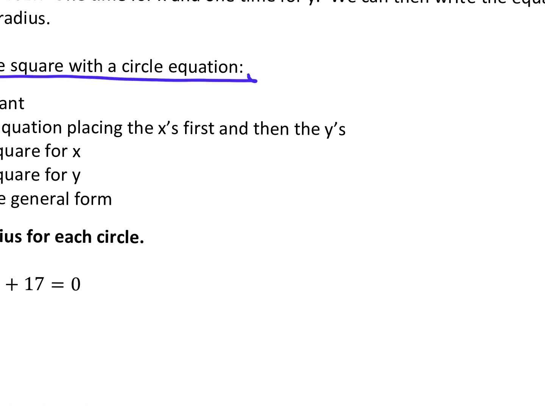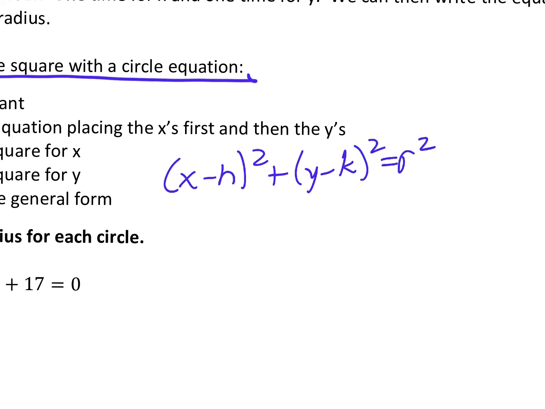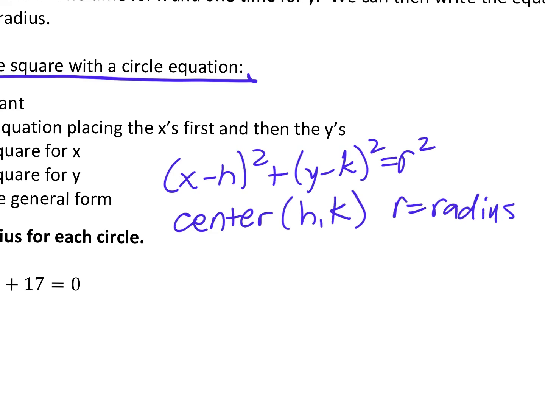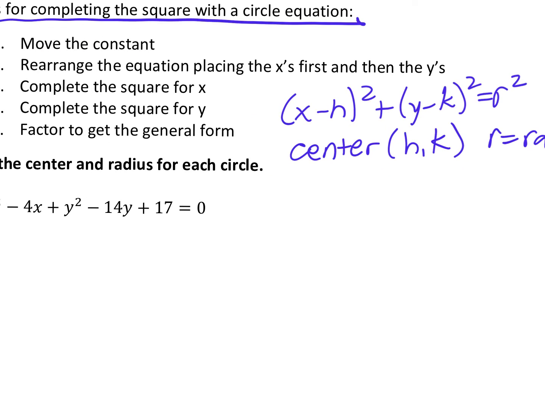Now, your general or standard form for a circle is this. We've gone over this before. Where your center is (h, k), right? Your center is the number with x. The h is with the x, the y is with the k. And then r is your radius. So once we put this into standard form, we'll be able to tell the center.